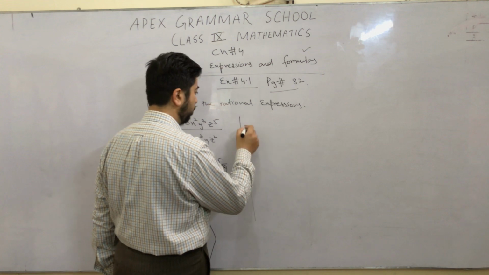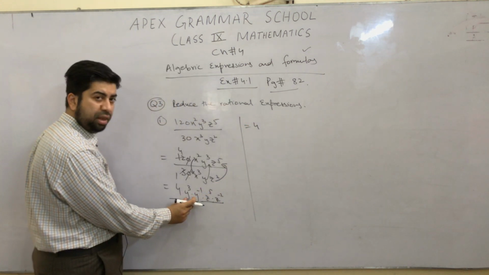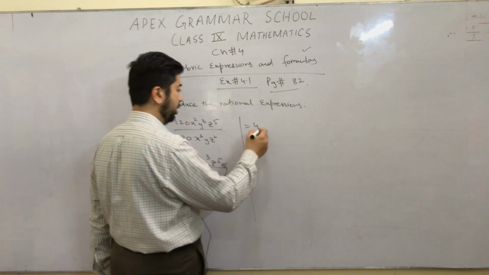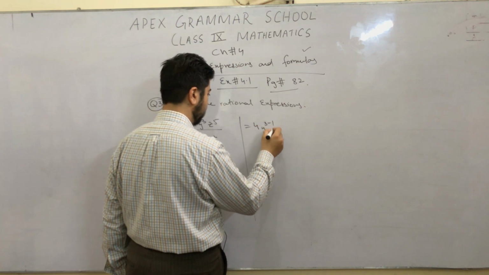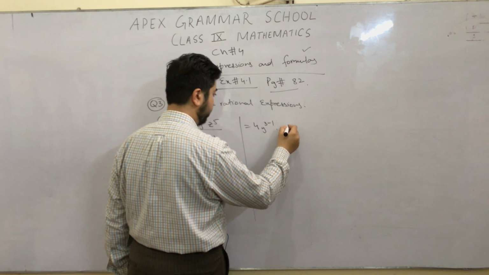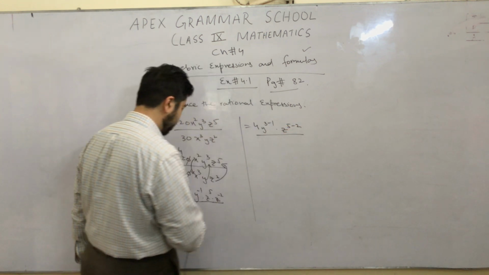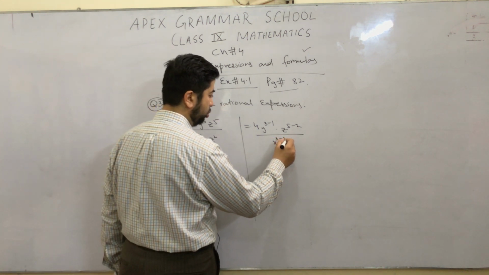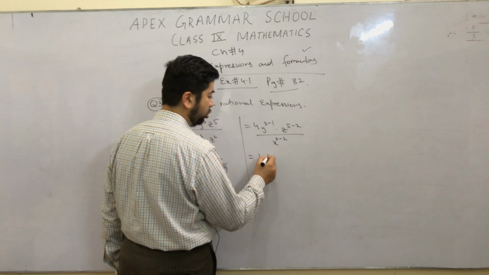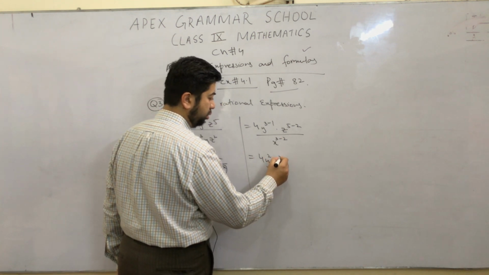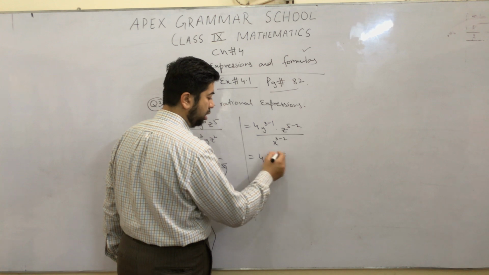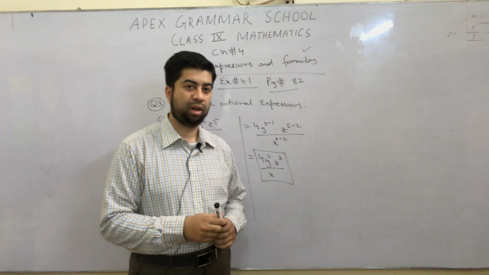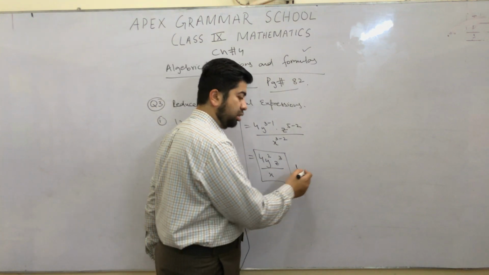Now for 4, you can see that both bases are same, so powers will be added or subtracted. You already know that. y raised power 3 minus 1 and z raised power 5 minus 2, and in denominator also both bases are same, so x raised power 3 minus 2, so 4 y square z raised power 3 divided by x raised power 1, or just you can write it like this, only x. So here it is the answer. You have just simplified this question.